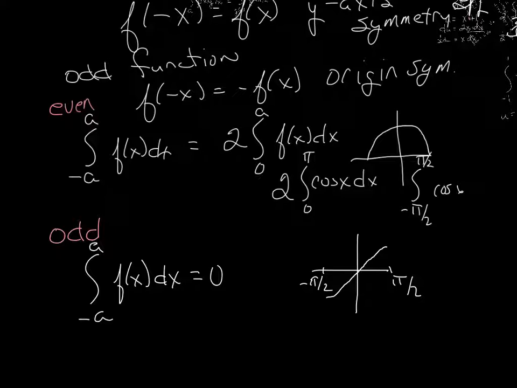So, odd functions. All your trig functions except for cosine and secant are odd. If your polynomial has only odd exponents and no constants, then you have an odd function. And you can use this shortcut to evaluate.